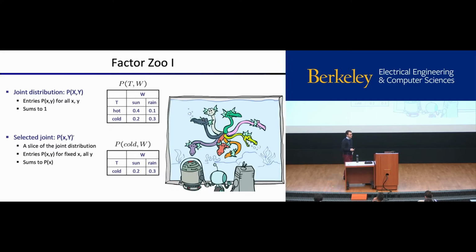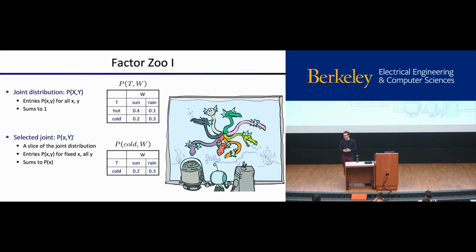So this is a selected joint distribution, or a projected joint distribution, sometimes you'll see. And it has entries for x and y for the single value of x that we asked for, and all the values of y. And what does it sum to? It doesn't sum to 1 anymore. It sums to P of x. This is like the probability that it was cold. So it sums to 0.5 because there's 0.5 probability that it was cold. Okay, so that's the second type of factor.